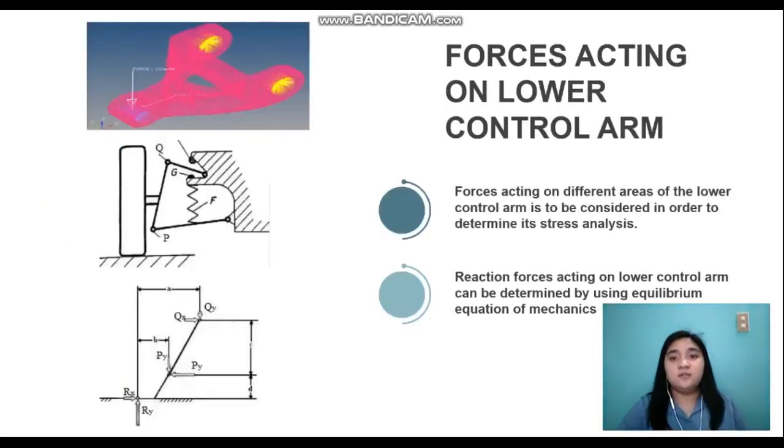And lastly, the forces acting on the lower control arm. Forces acting on different areas of the lower control arm are to be considered in order to determine its stress analysis. We don't know if the force is acting on the z-axis, y-axis, or x-axis. At different points like point P, Q, F, G, or any of the points of the lower control arm, or even the suspension system, we don't know what forces are acting. So in order to determine them, we'll be using the equilibrium equations of mechanics to know the reaction forces acting on the lower control arm.